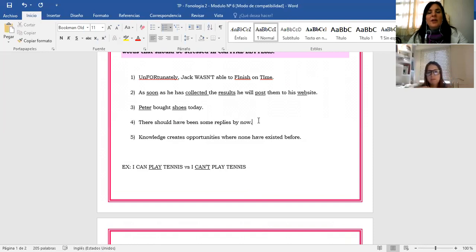intensity for Peter and shoes? In this case, it is the same stress because who bought what? Peter, shoes. As the sentence is very short, the two stresses have to sound with intensity because it is a short sentence. When the sentence is long, sometimes it varies. It is not the same stress in every word because it sounds too redundant. Okay. Number 4.